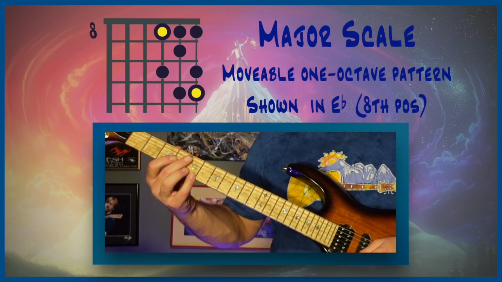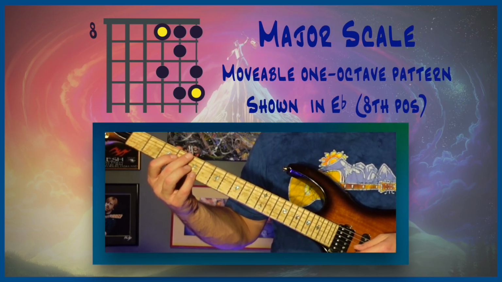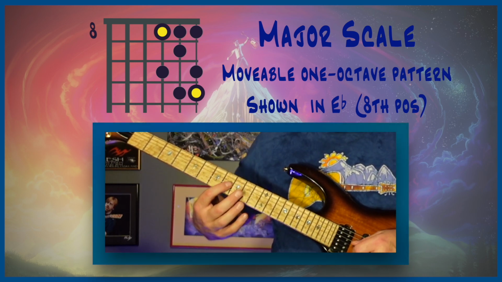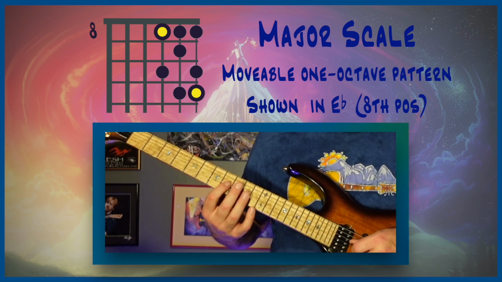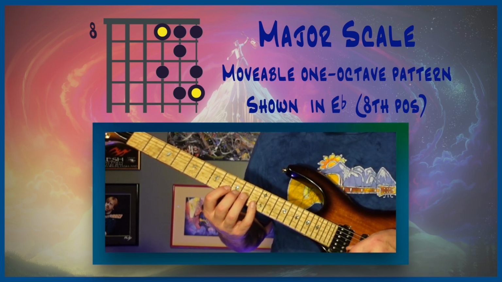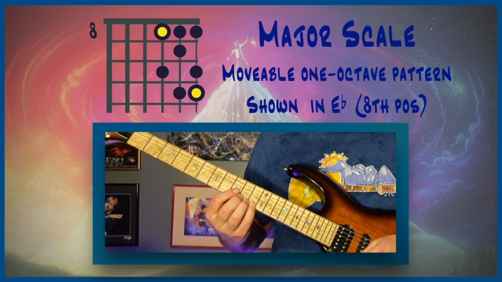Now if I wanted to use that pattern to play, say, the E flat major scale, I just have to locate E flat on the G string. That's going to be on the 8th fret. And then we play that same pattern here. And we have an E flat major scale.